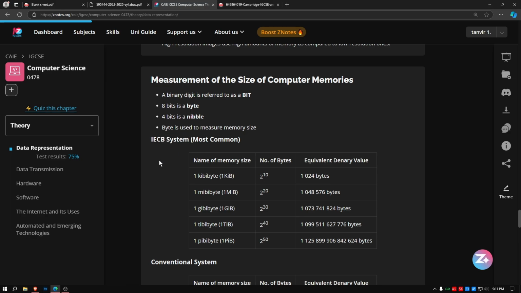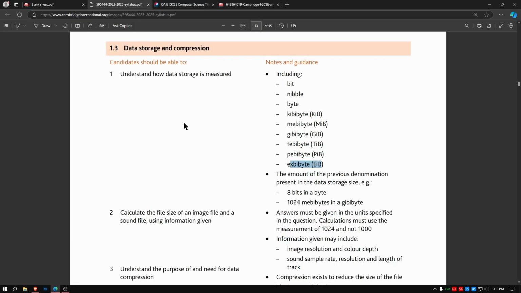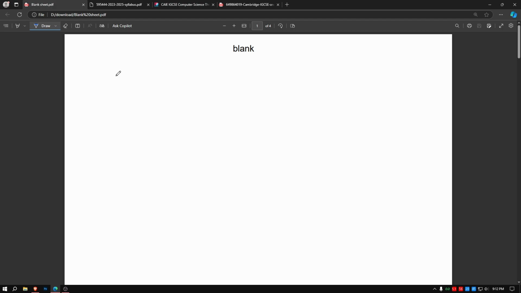And now the IEC systems, most common. So this is the measure of memory in increasing orders of magnitude, more or less. It doesn't really matter. It starts with 1 kilobyte, but before that we have the byte. So we should look at it on a blank page. So what is a byte?